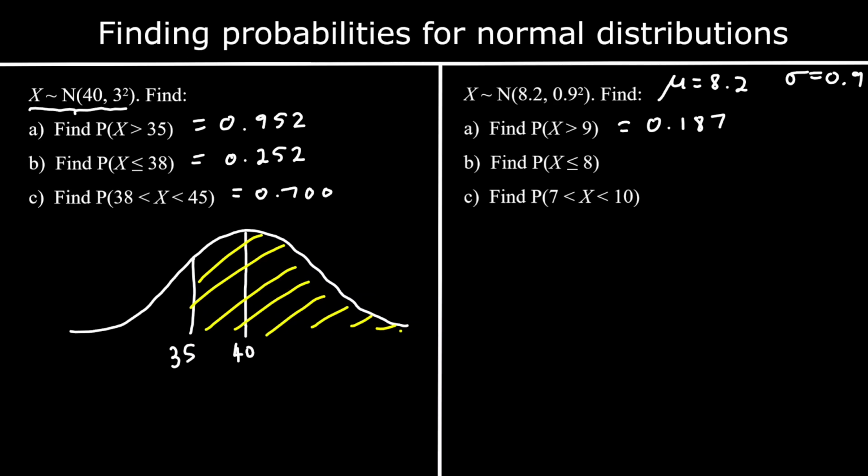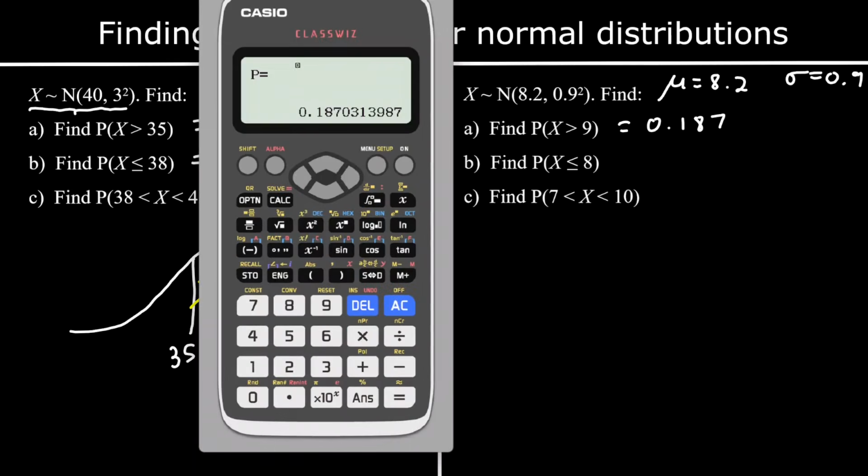The probability that x is less than or equal to 8. So that's the same as less than 8. So we're going to put our upper as 8. We're going to pick a really small number for the lower. And our mean and standard deviation stay the same, 0.412.